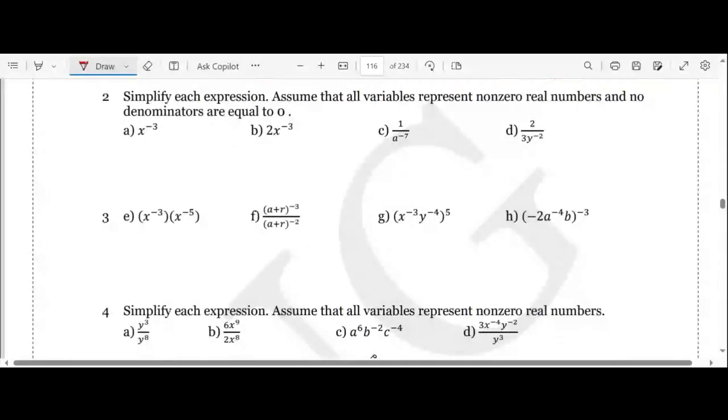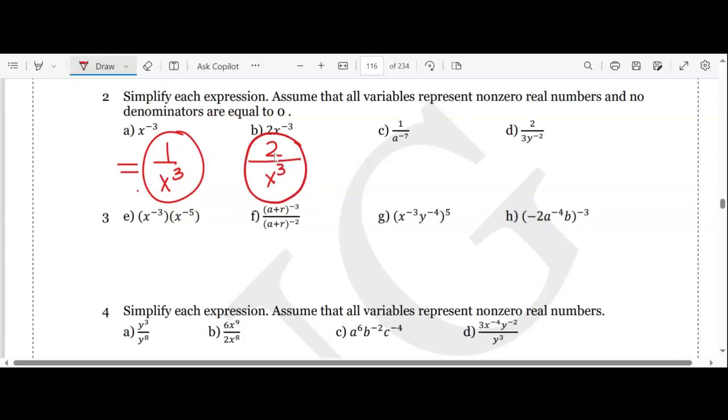x to the power of negative 3 is 1 over x cubed. Okay. Next. What's the answer here? 1 over 2 times x to the power of 3? Why 2 over? Because this power is only for the x.